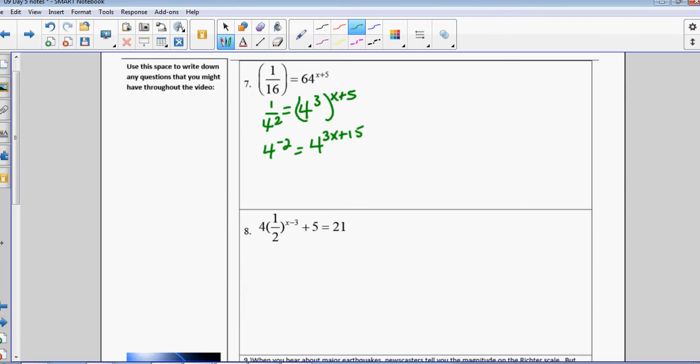Now that my bases are the same, I can set my exponents equal, so I have negative 2 is equal to 3x plus 15, and subtract 15 from both sides. So I get 3x equals negative 17, and divide to get x is equal to negative 17 over 3.